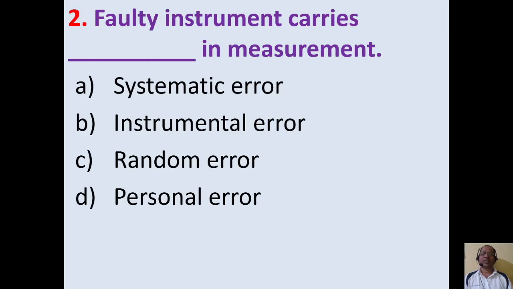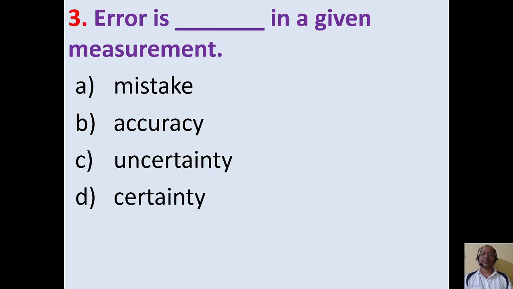Faulty instrument carries dash dash in measurement. As the name indicates, if the instrument itself is faulty, then error occurs in the measurement and it is called instrumental error. Remember, instrumental error is also called constant error.